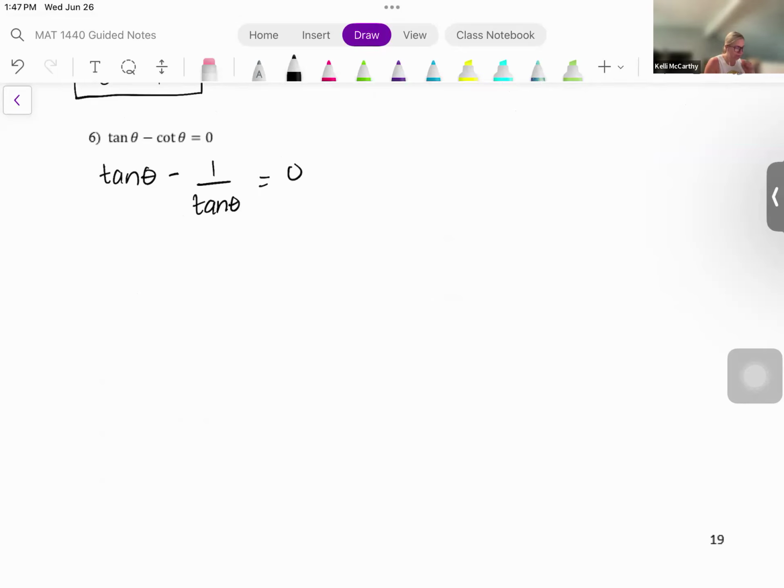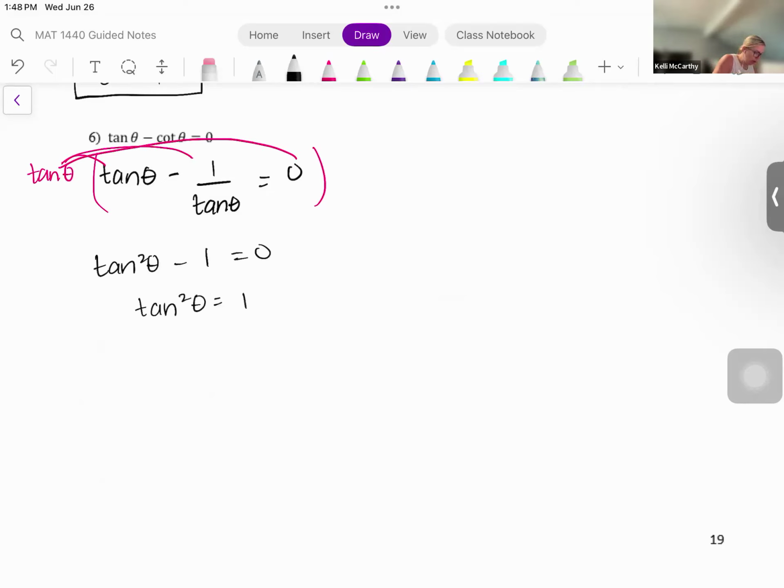I'm going to clear out this rational function by multiplying everything by tangent theta. So I'm going to distribute tangent theta to all 3 of these terms, leaving me with tangent squared theta minus 1 equals 0. Subtracting 1 from both sides, tangent squared theta equals 1.